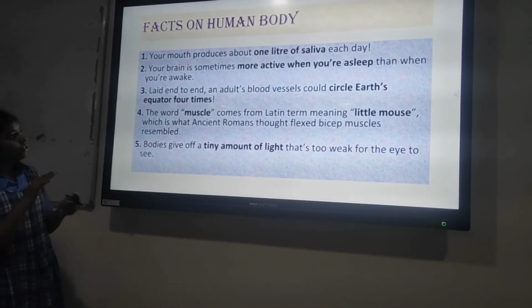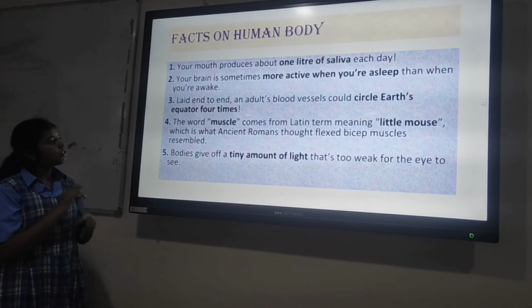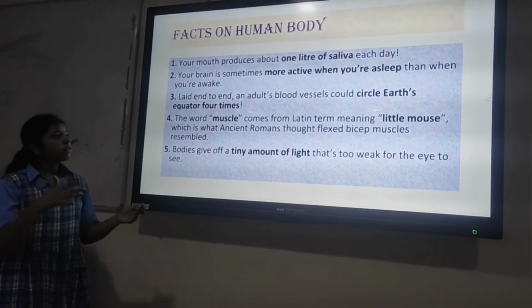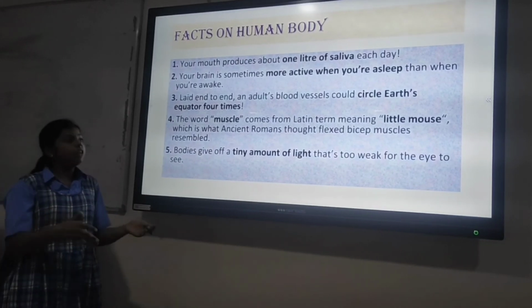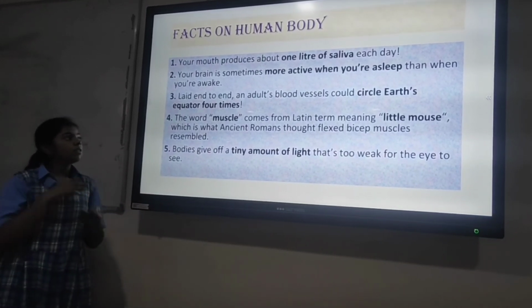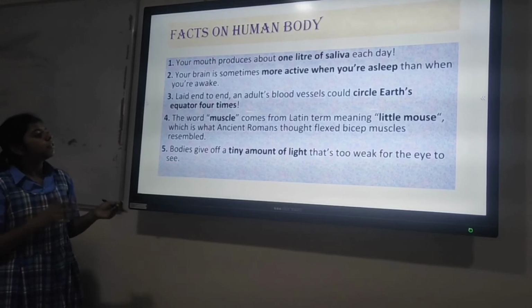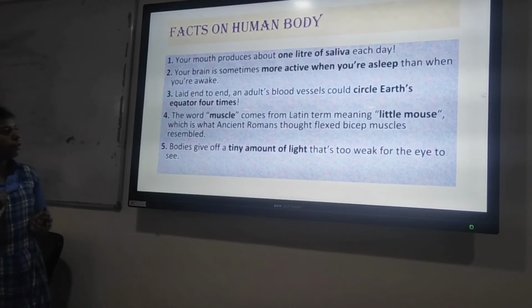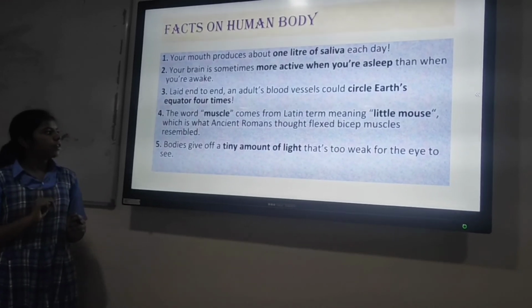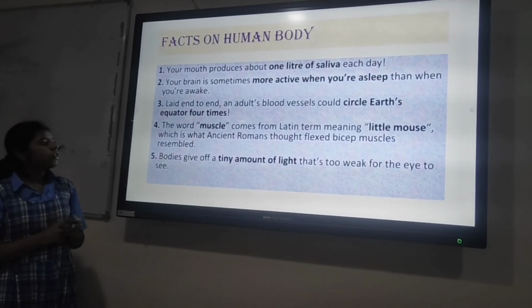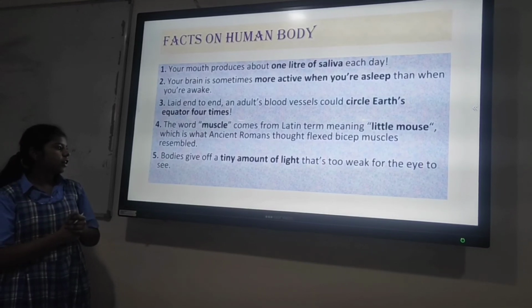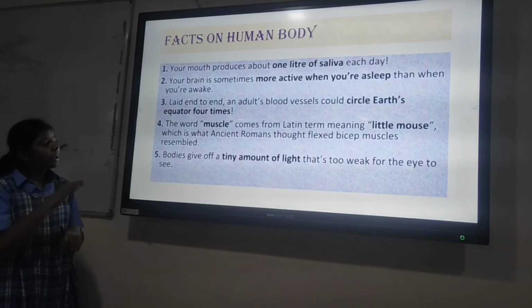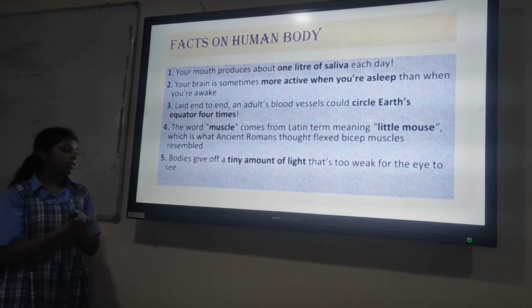Next, laid end to end, an adult's blood vessels could circle Earth's equator 4 times, which is a lot. There are a lot of blood vessels in adults, even in a child. The word muscle comes from a Latin term meaning little mass, which is what ancient Romans thought flexed bicep muscles resembled. Next, bodies give off a tiny amount of light that's too weak for the eye to see.